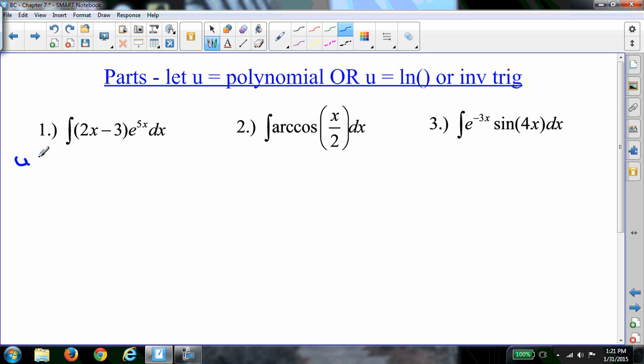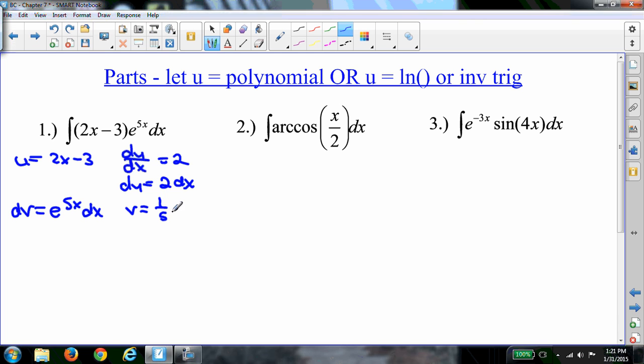So we're going to let u equal 2x minus 3. And then if you take the derivative of that, du dx equals 2. So du equals 2 dx. The rest of our integral is going to be our dv part. So dv equals e to the 5x dx. And integrating both sides, you get v equals 1/5 e to the 5x plus c, but we always save the c for the very end. The formula for integration by parts was the integral of u dv equals uv minus the integral of v du.